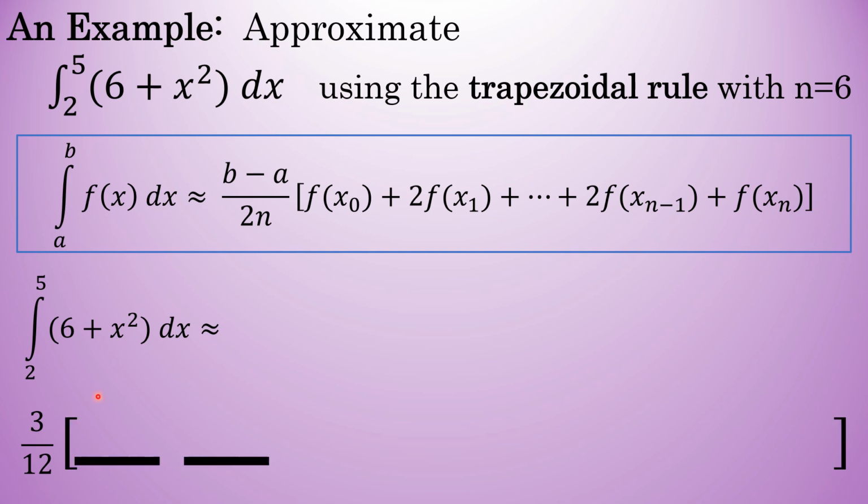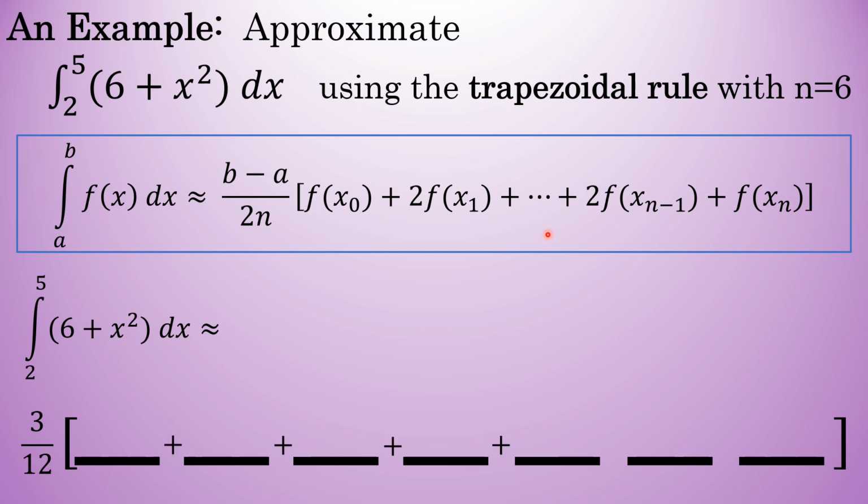The number of terms in the brackets is always one more than the number of trapezoids you're using in the approximation. Here we're using 6 trapezoids. There will be 7 terms in the brackets. These 7 terms are all added together. And the first term and the last term are the easiest. The first term is f of the lower bound, in this case f of 2, and the last term is just f of the upper bound. F of 5 is the last term.